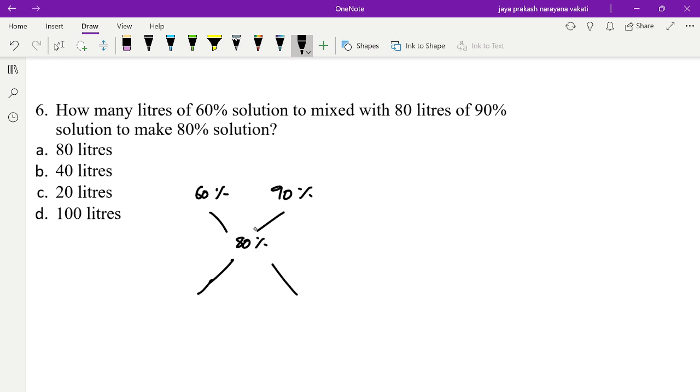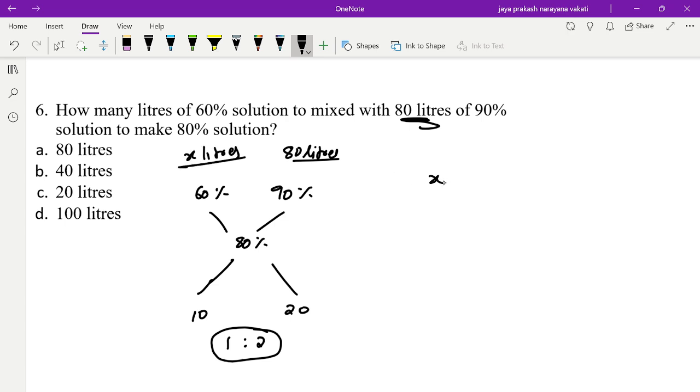80 and 90, difference how much? 10. 60 and 80, difference is how much? 20. So it should be mixed in a 1 is to 2 ratio. And here it's clearly mentioned that the second type is taking 80 liters. The first type we don't know, let it be x liters. And x to 80 liters is nothing but how much ratio? 1 is to 2.